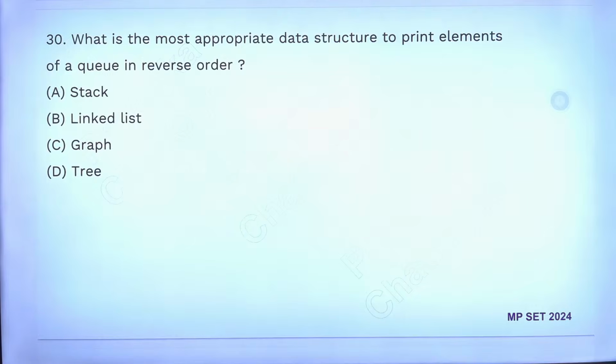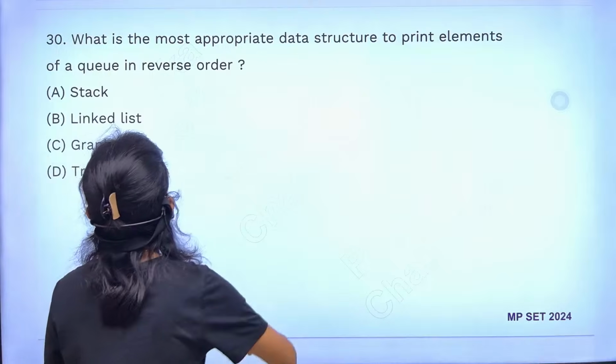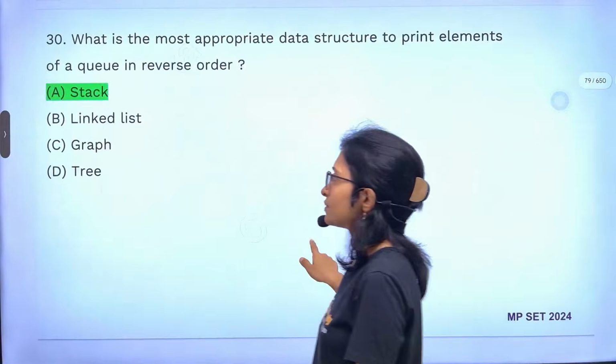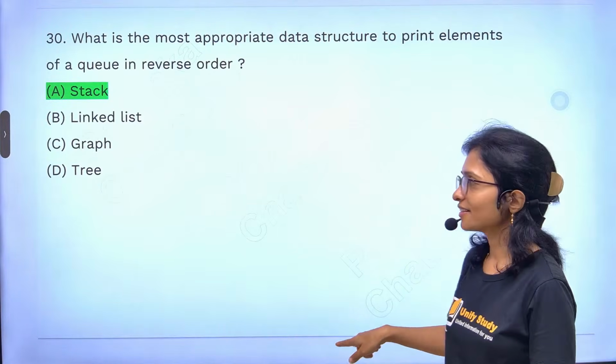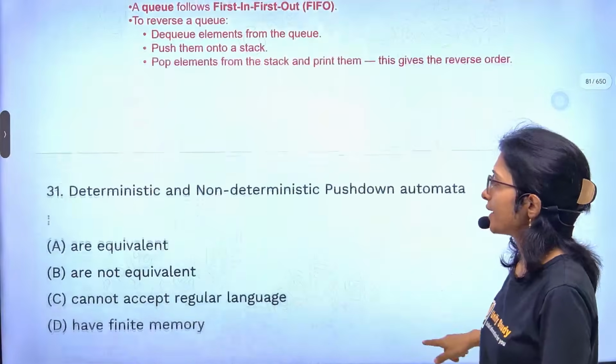What is the most appropriate data structure to print elements of Q in reverse order? In reverse order. That is stack. Right, simple. Next.